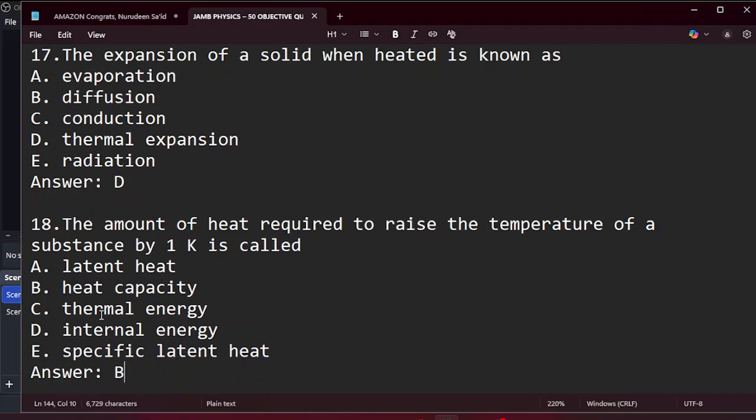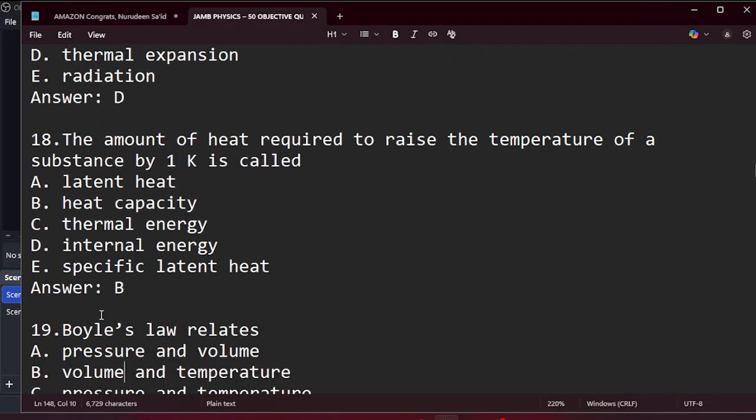Question number 18. The amount of heat required to raise the temperature of a substance by 1 Kelvin is called A. Latent heat. B. Heat capacity. C. Thermal energy. D. Internal energy. E. Specific latent heat. The answer is B, which is heat capacity.